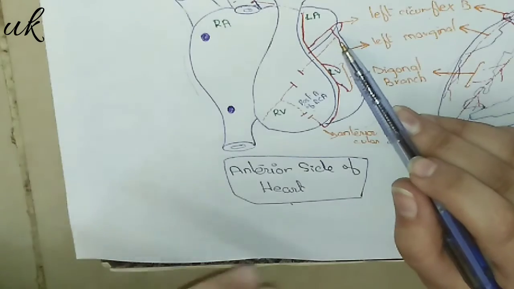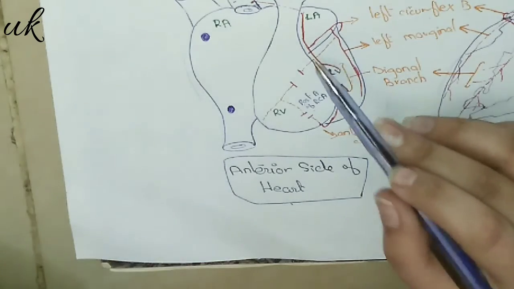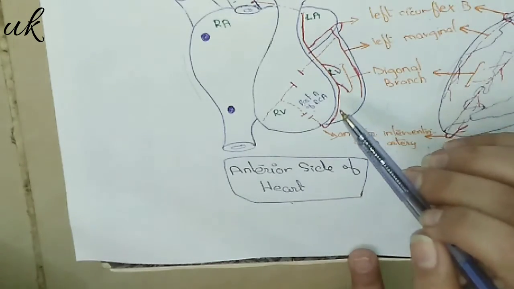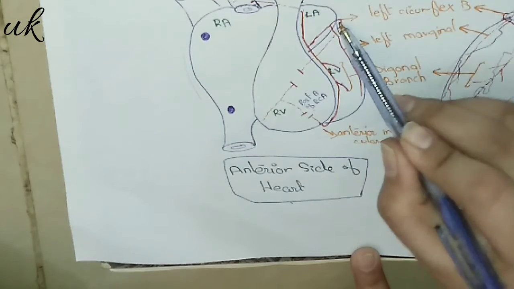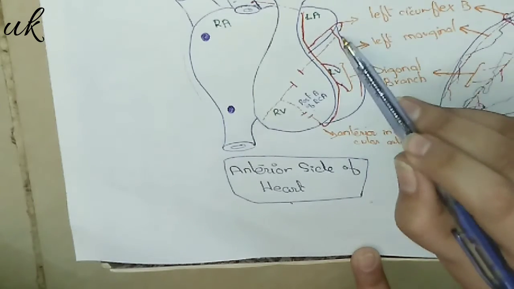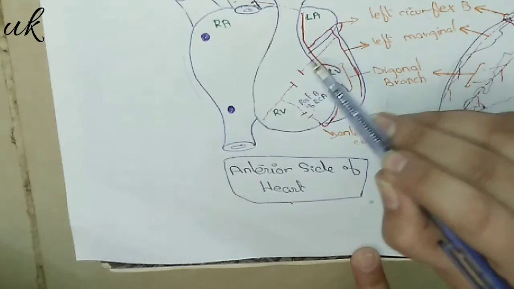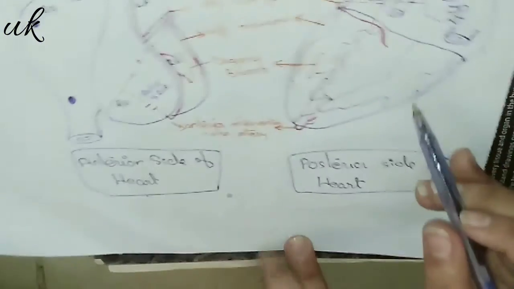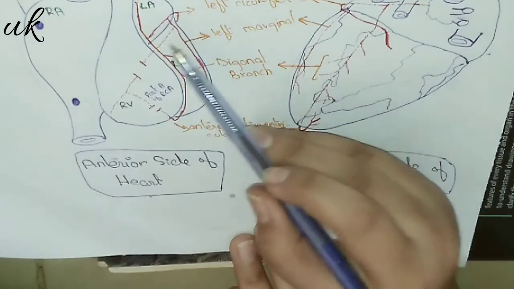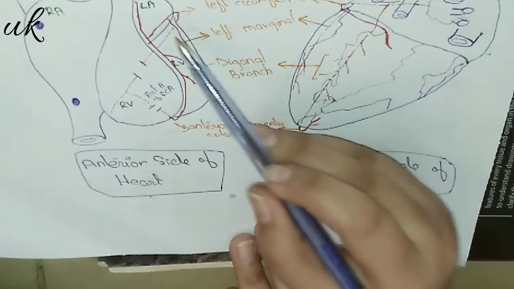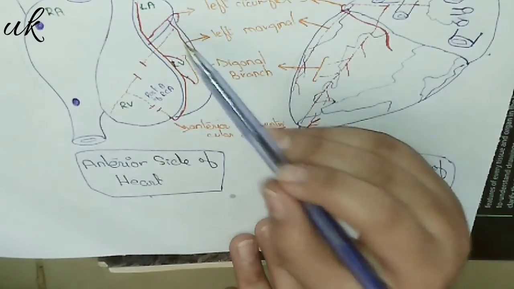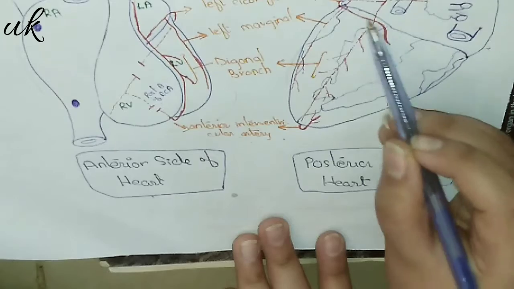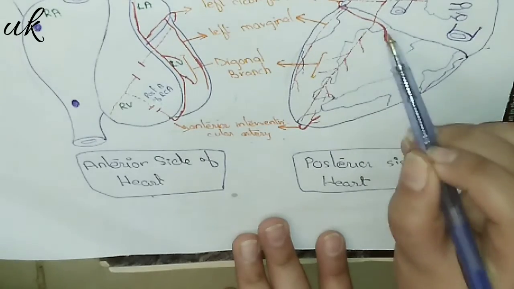The circumflex branch is the smaller branch compared to the anterior interventricular branch. The circumflex branch moves in the coronary sulcus around the left border of the heart toward the posterior surface of the heart. As you can see here, it moves to the left side forward and then winds around the left border of the heart toward the posterior side. You can see here, this is the posterior side.